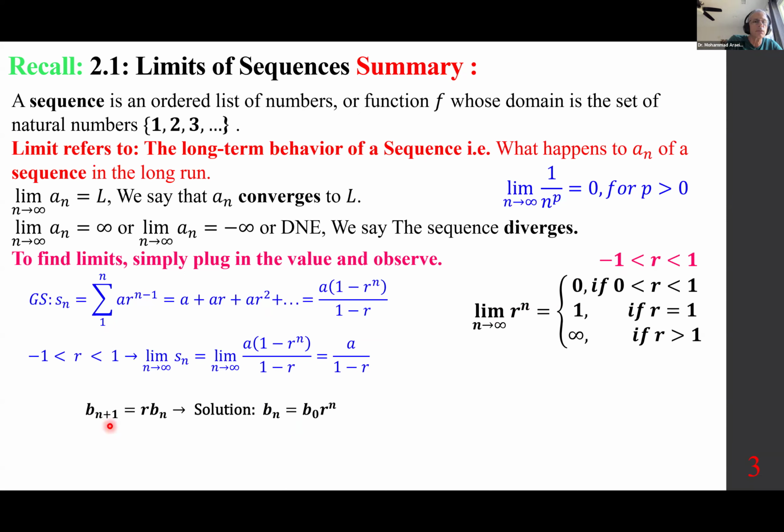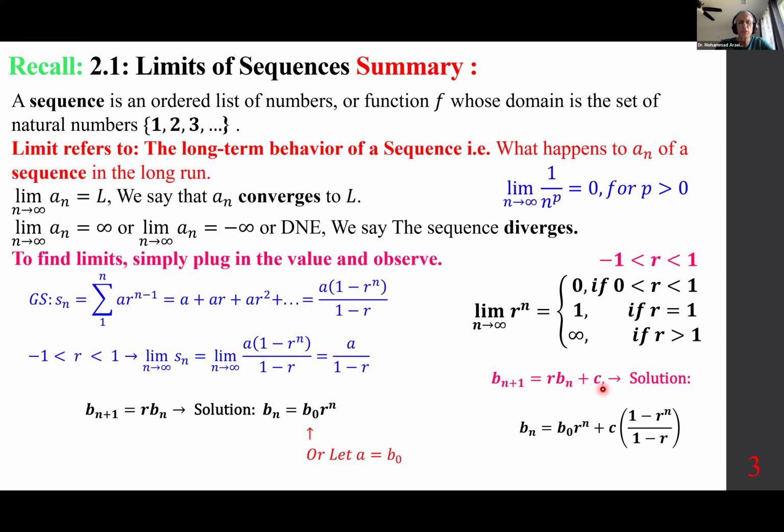And to solve a geometric sequence, recursively b sub n plus 1 is r b sub n, and explicitly b sub n equals b sub 0 r to the power of n, or a r to the power of n. Dealing with payments, where we add a constant at each time step, b sub n plus 1 is r b sub n plus c. The solution becomes the same thing that we had here, b sub n equals b sub 0 r to the power of n, and we add this term, c times 1 minus r to the power of n over 1 minus r, and a is the same as b sub 0.